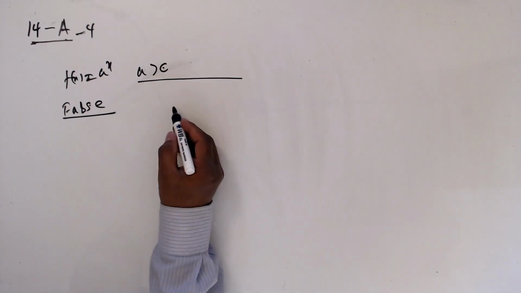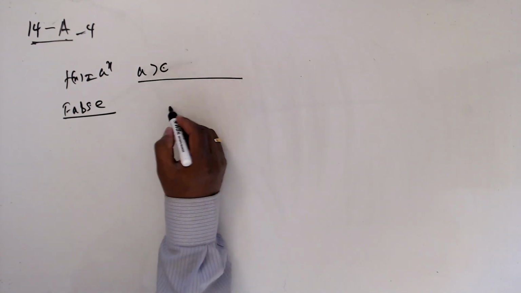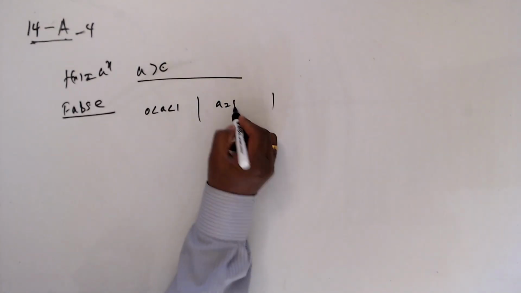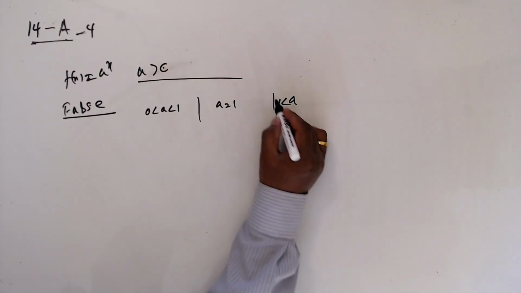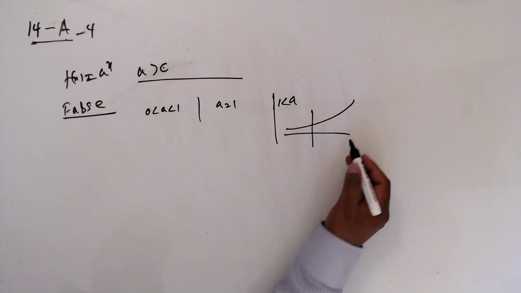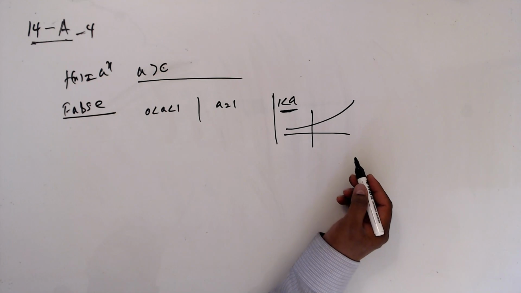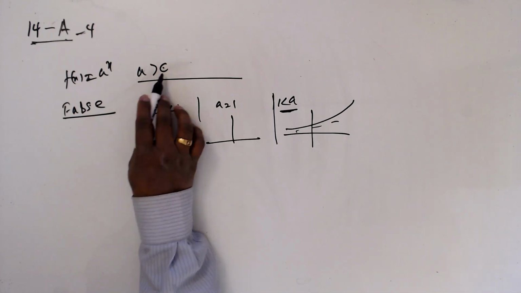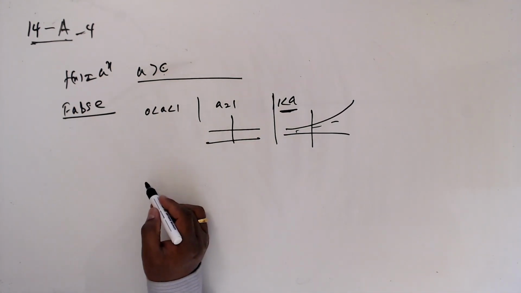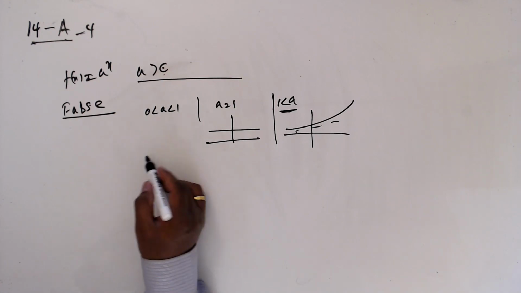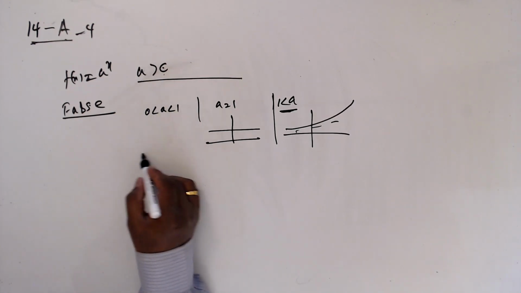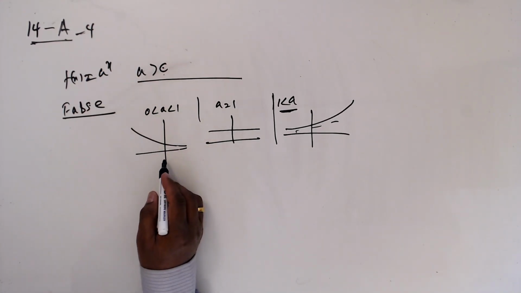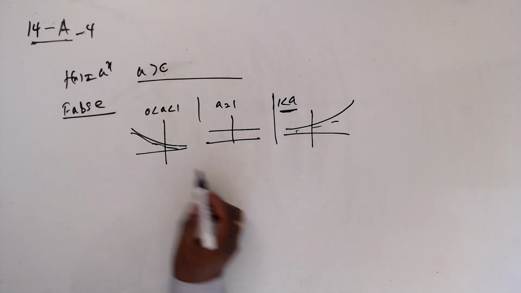No, it is false because we discussed that the function is increasing only when a is greater than 1, not when a equals 1 or a is less than 1. Only for a greater than 1 is the function increasing. Although a is greater than 0, here it is not an increasing function, it is a decreasing function. This curve we draw is a decreasing function. That's why it is false.